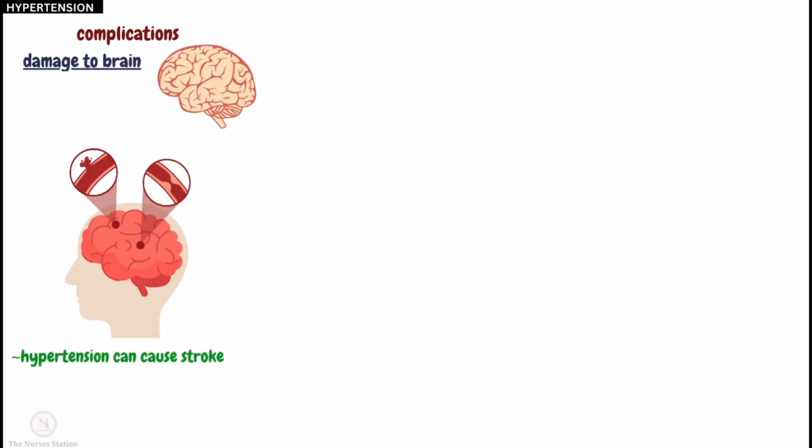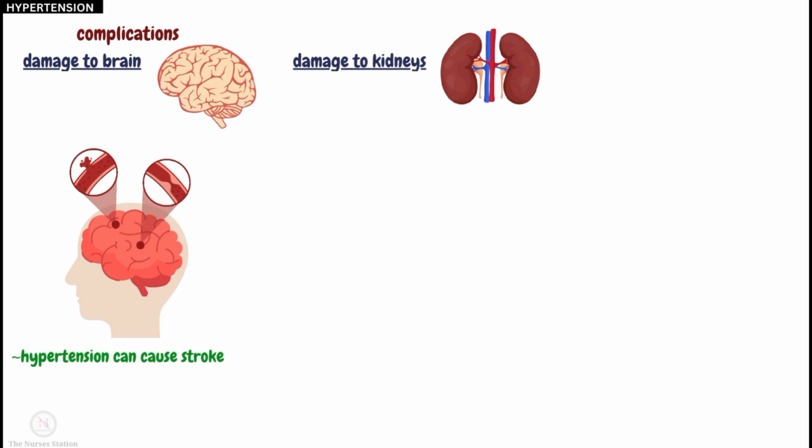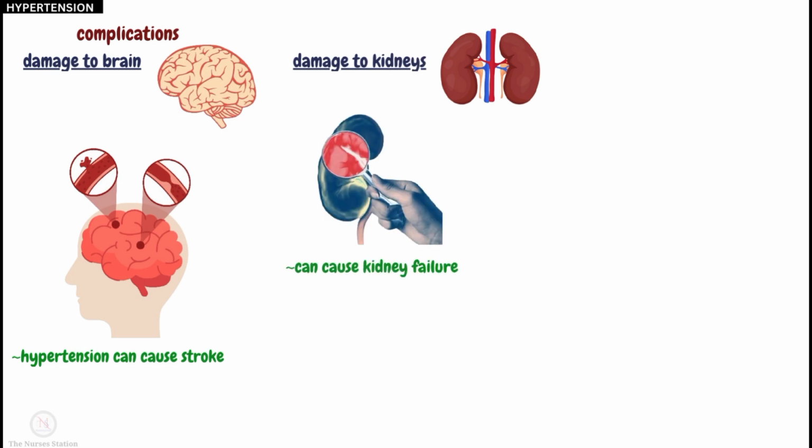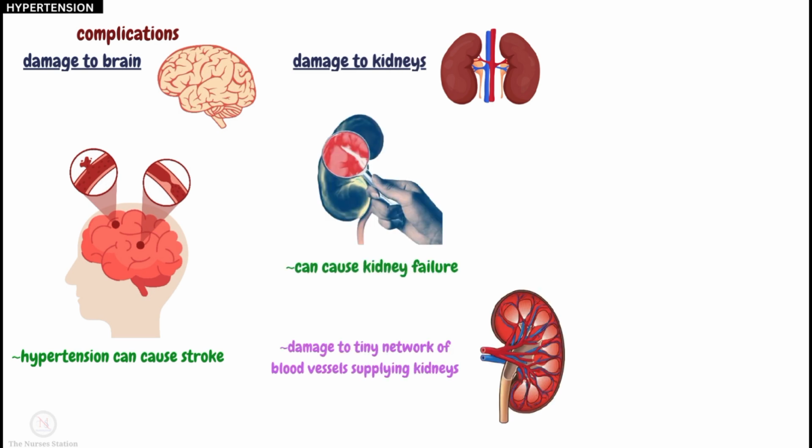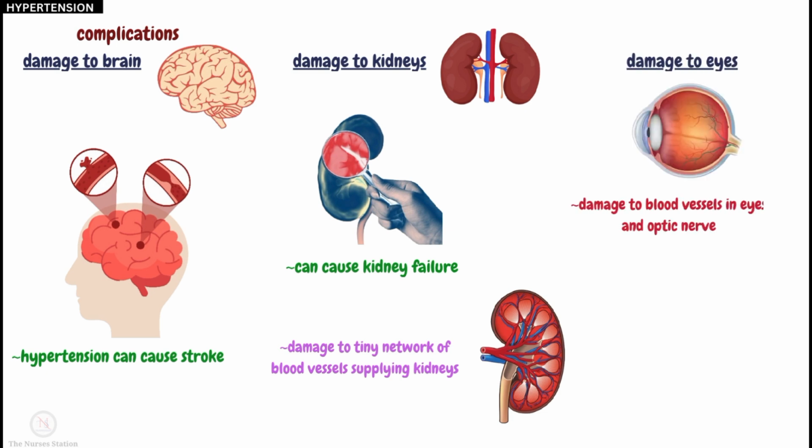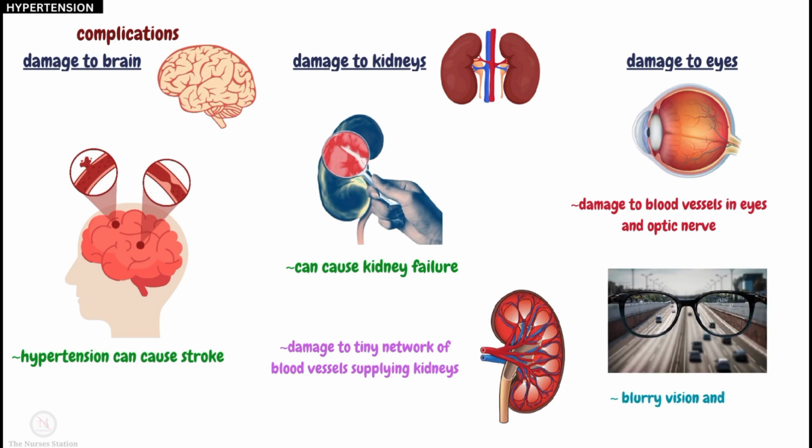High blood pressure is the leading cause of stroke, leading to high morbidity and mortality. Hypertension is one of the major causes of kidney failure as it damages the tiny network of blood vessels supplying blood to the kidneys. Persistent high blood pressure can damage blood vessels in the eyes and optic nerve, leading to blurry vision and even blindness. Here are some ways to manage high blood pressure.